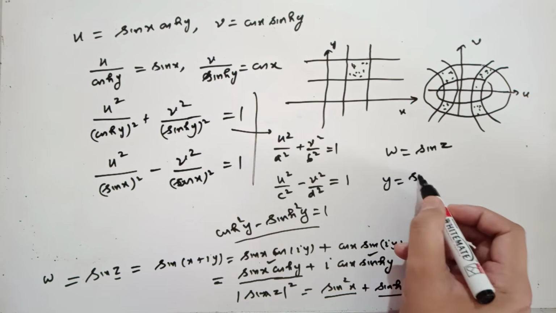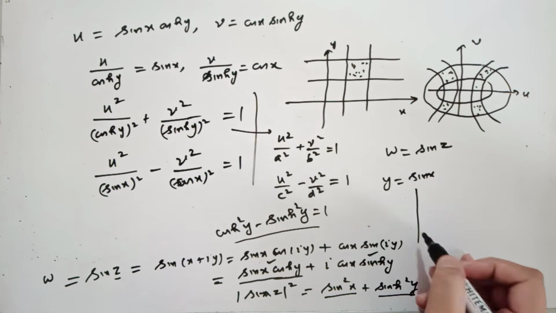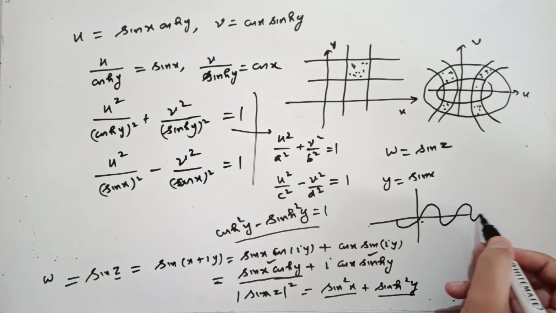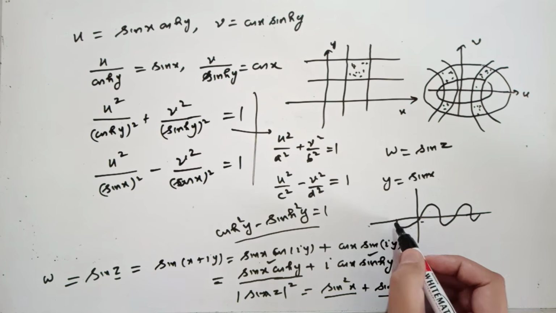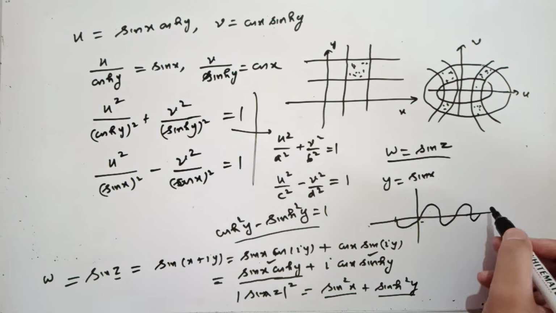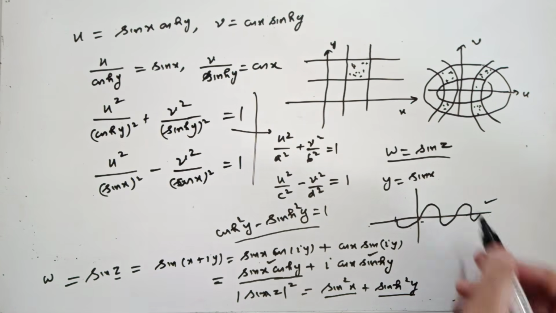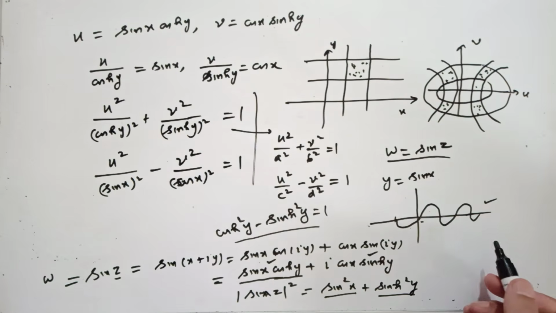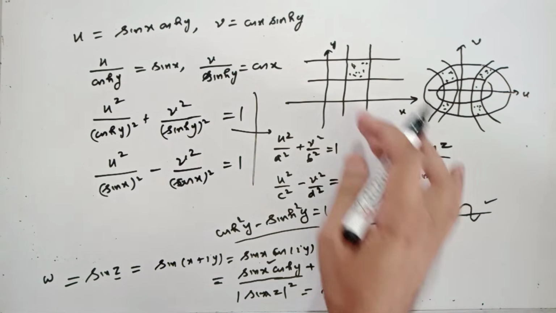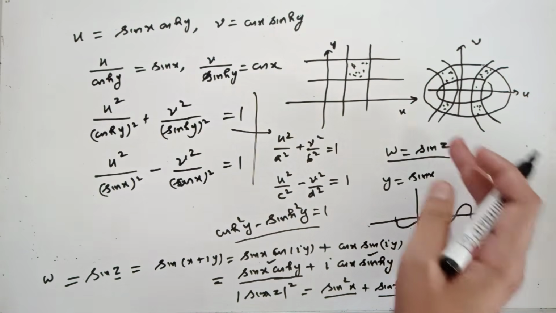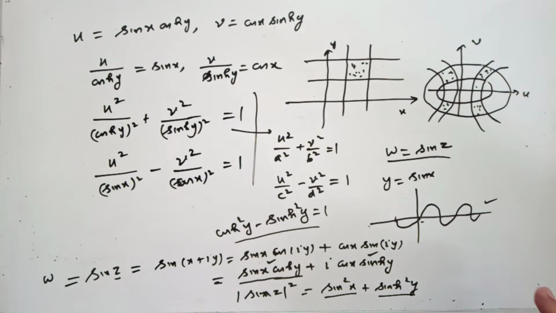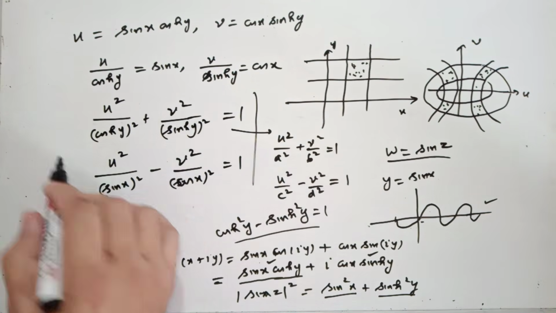Y equal to sin x graph, you can easily tell. It goes like this, between minus 1 to 1. But w equal to sin z graph is not like this. You have to see the domain region. It will transform some given region into another region. Here I have taken a rectangular region. I am able to understand the image region here through the equations of transformation.